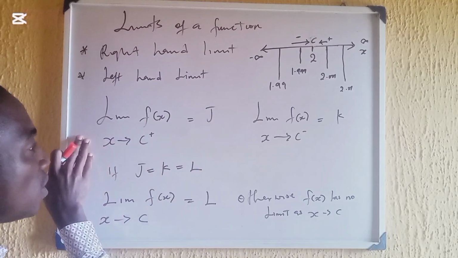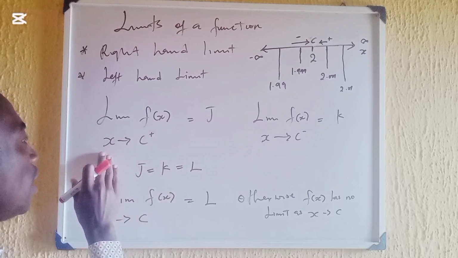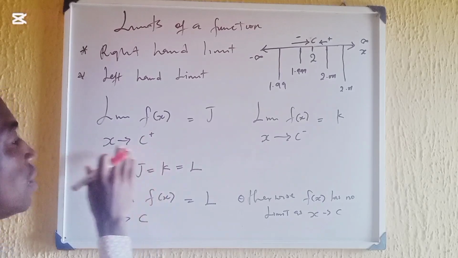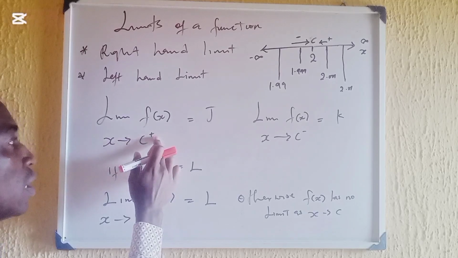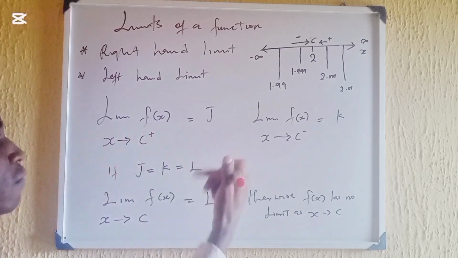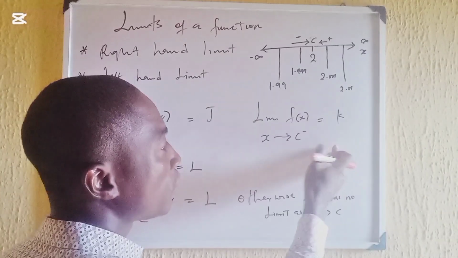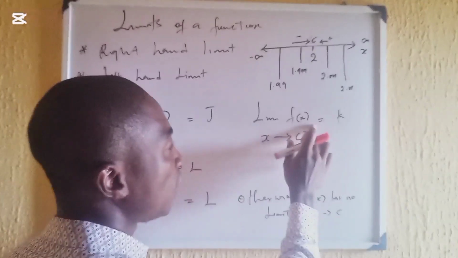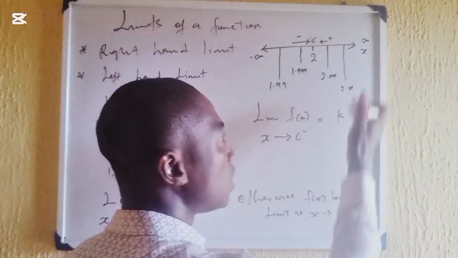This is how we express it mathematically. Limit of a function of x as x approaches c plus. So this is the right hand limit. So we use the plus to indicate that x is approaching c from the right is equal to, let's say, j. Then for the left hand limit, limit of function of x as x approaches c from the left is equal to, let's say, k.